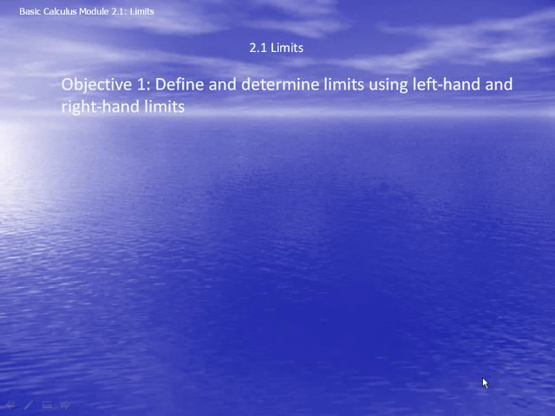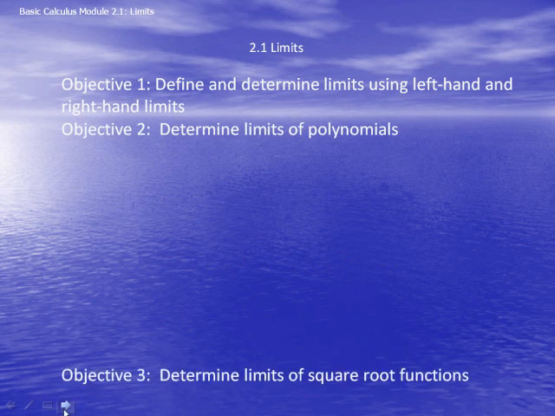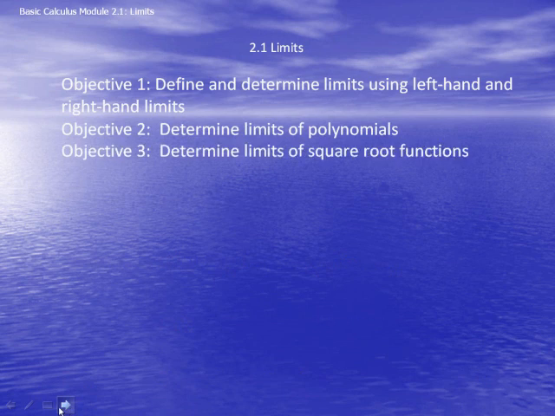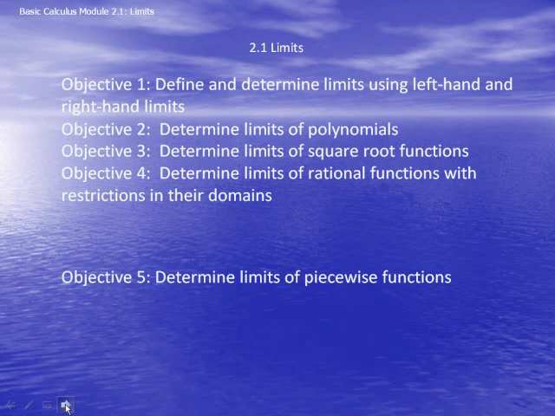Module 2.1, Limits. Objective 1, define and determine limits using left and right-hand limits. Objective 2, determine the limits of polynomials. Objective 3, determine limits of square root functions. Objective 4, determine limits of rational functions with restrictions in their domains.